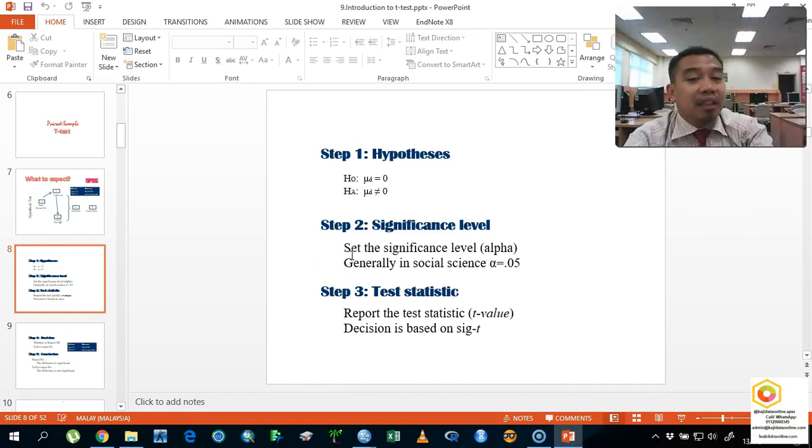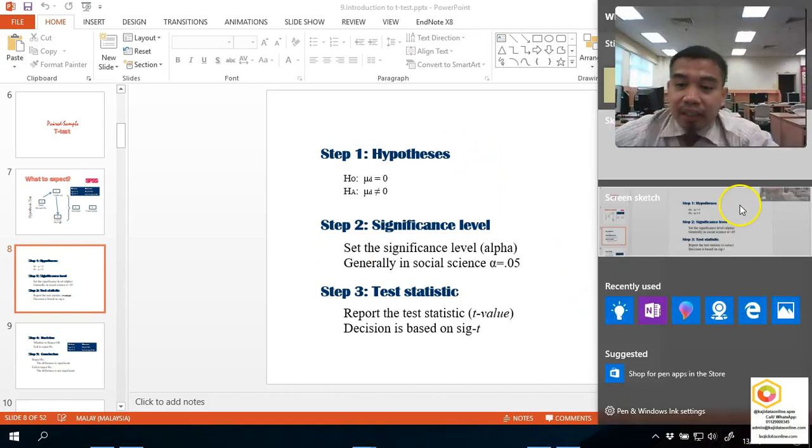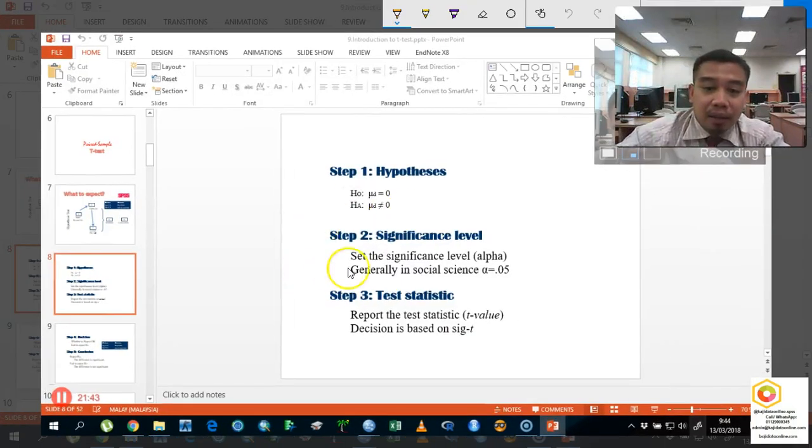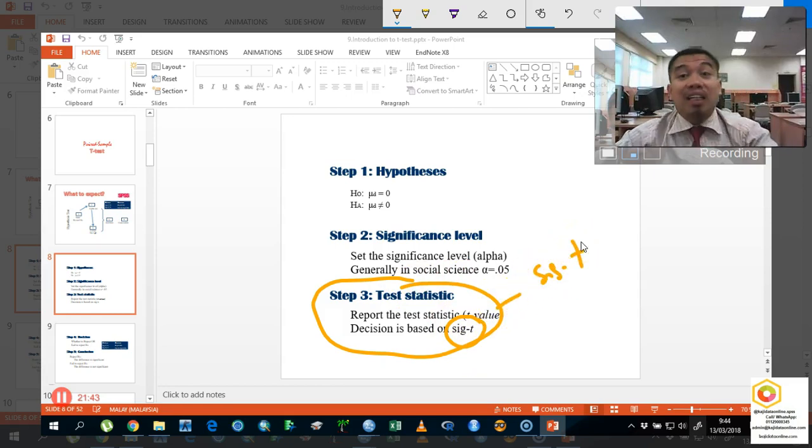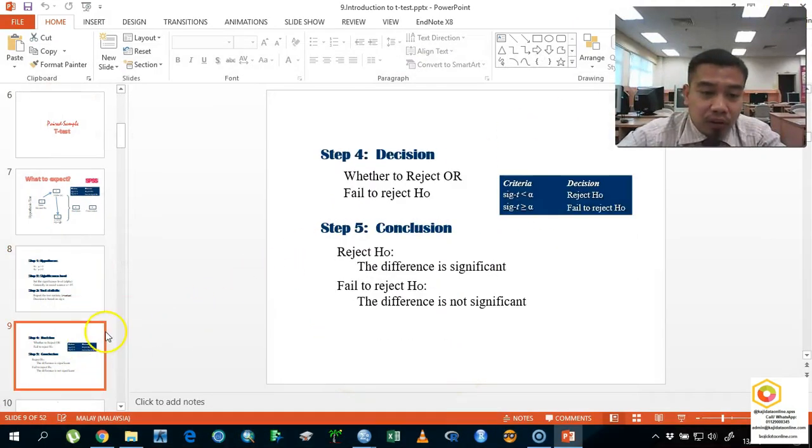Okay, the second step is state your alpha value. You state your alpha value. And then the next one adalah kamu akan membuat run analysis. You run the analysis and you report the Sig, the significant T. Kalau you pakai T-test, dia bagi statistik T. If you run the other test, they give you another statistic. Okay, after you run this one, you can proceed to step 4, which is making a decision.